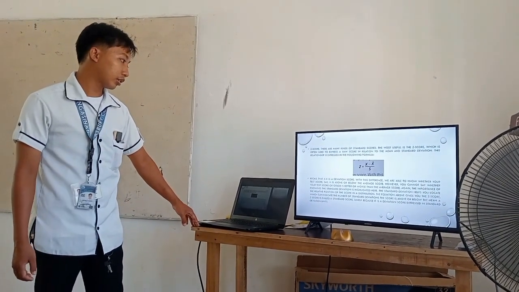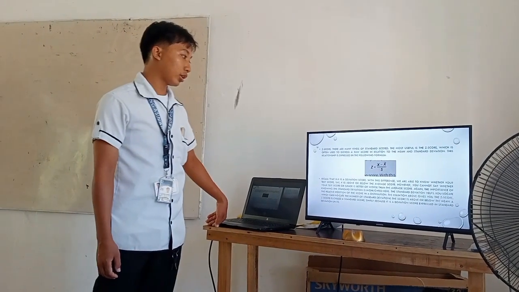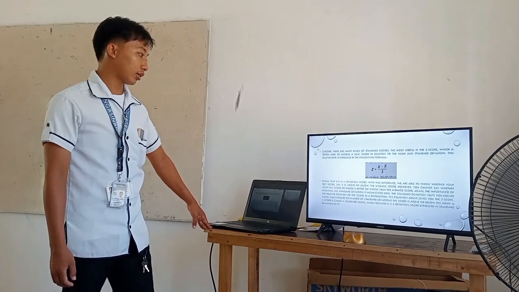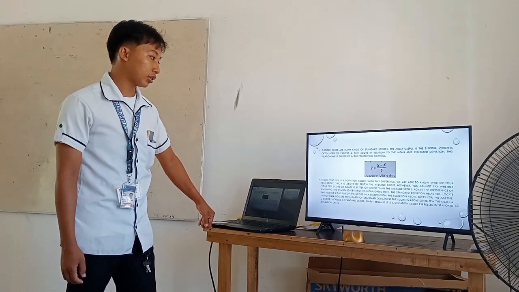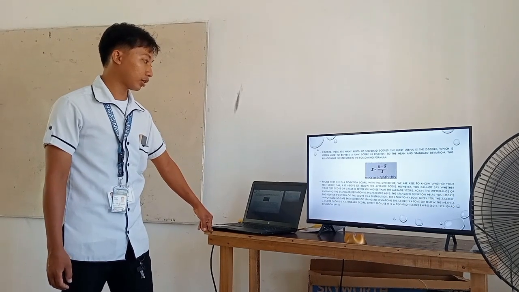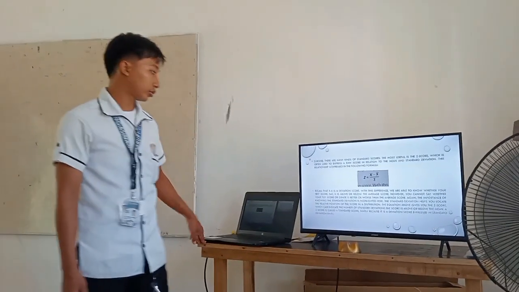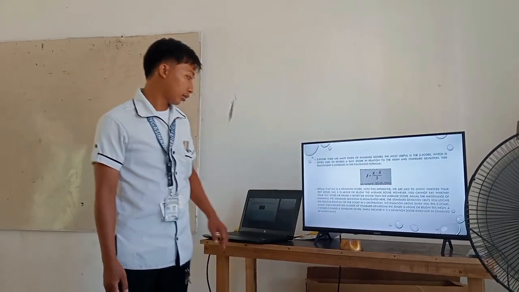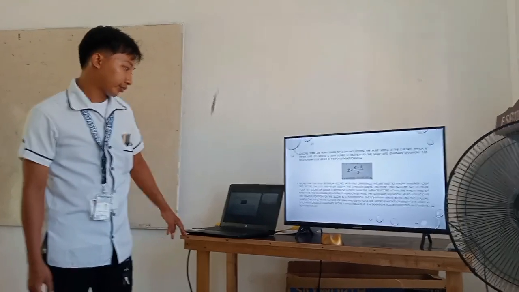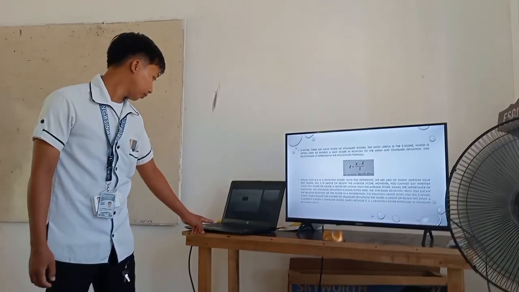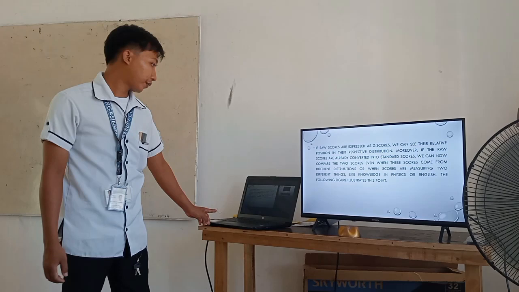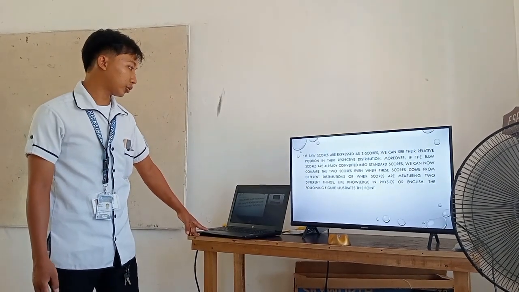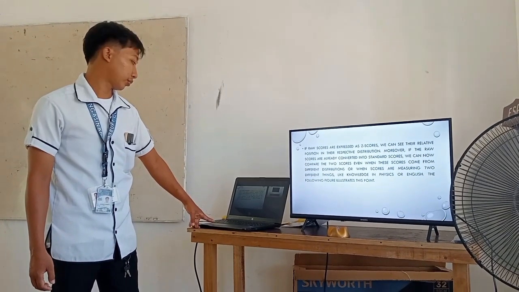Z-score. There are many kinds of standard score. The most useful is the Z-score, which is often expressed as raw score in relation to the mean and standard deviation. This relationship is expressed in the following formula. So, ito po yung formula ng Z-score. If raw scores are expressed as Z-scores, we can see their relative position in their respective distribution.